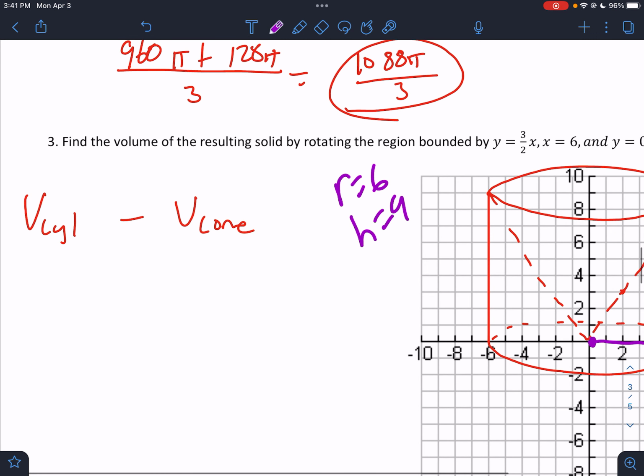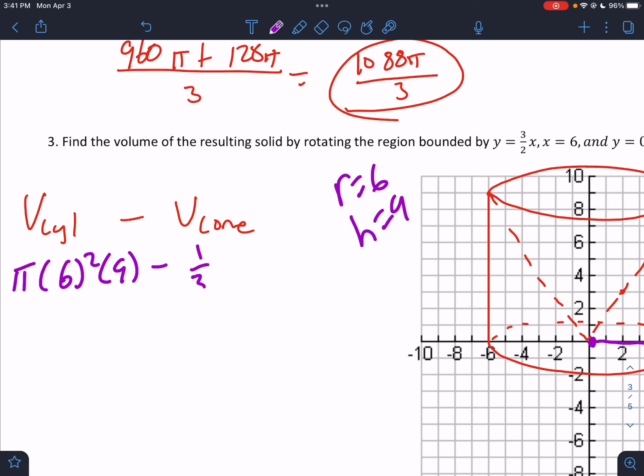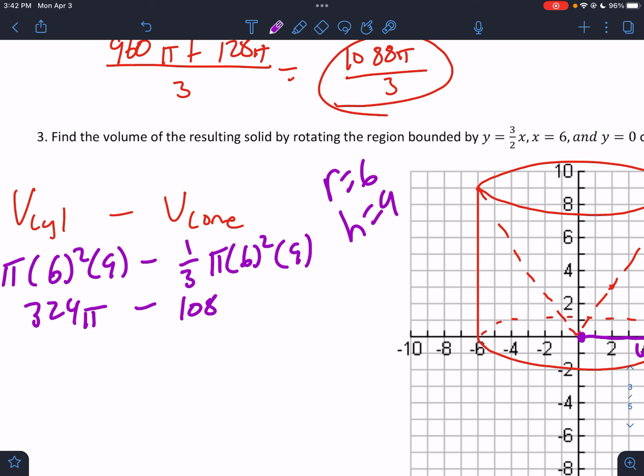Okay. So the volume would be pi times the radius squared times the height minus 1/3 pi times the radius squared times the height. That's going to be 324 pi. And that's going to be 1/3 of that. So that'd be 108 pi. So that's going to be 216 pi.